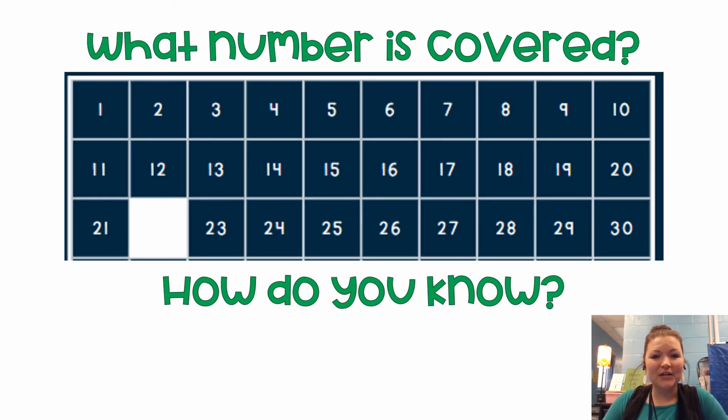Okay, what number is covered here? So here's our missing number. See if you can figure it out. How do you know that that's the number that's missing? So the number that's missing is 22. And I know that because it's 21, 22, 23. Did you get it right? Great job.